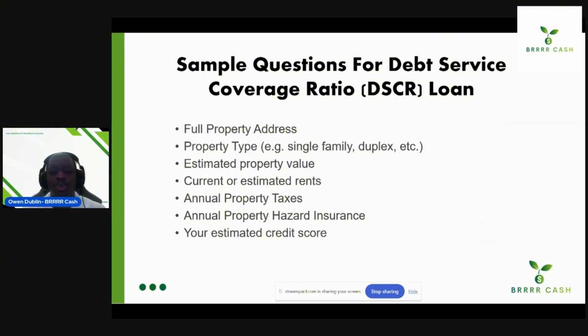And once again, here are some of the questions we're going to ask you for a debt service coverage ratio, DSCR, loan. We're going to ask you the property address, the property type, estimated property value or the purchase price, estimated current rents, property taxes, hazard insurance, and also your credit score. So your credit score does matter. So please ensure that you take care of your credit score.